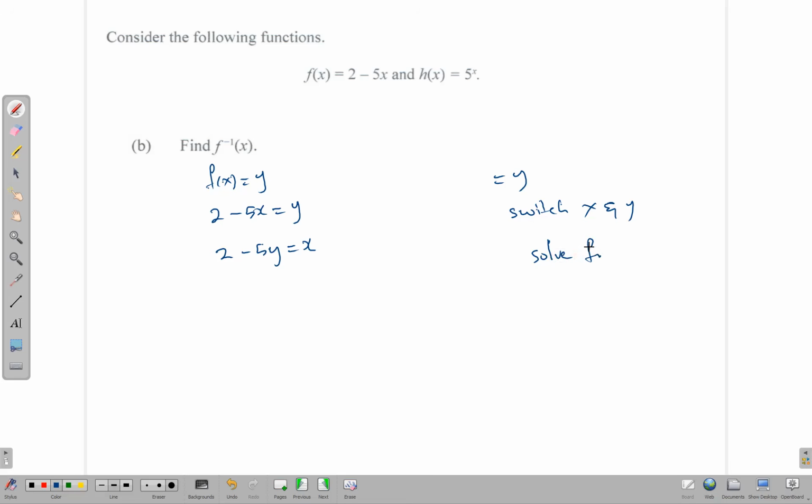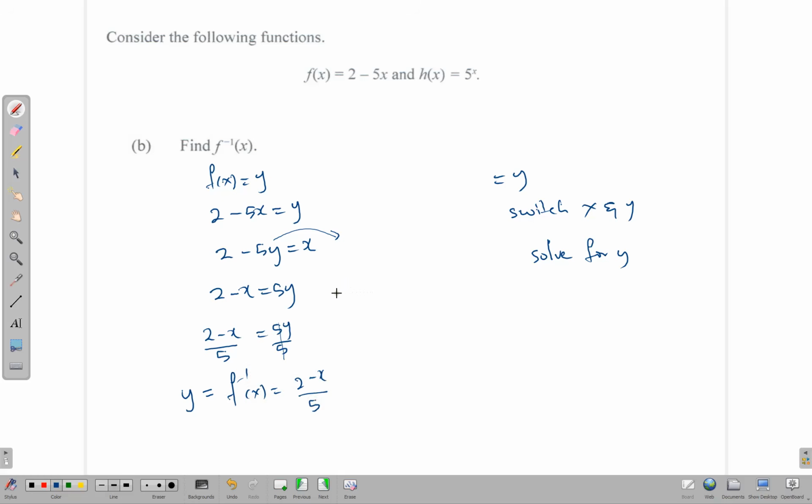Solve for y, so we're going to solve this simple equation here for y. We can do that by rearranging the equation, having the 5y on that side, having the x on this side. So we can say 2 minus x is equal to 5y, and then having done that we can divide both sides by 5. So 2 minus x over 5 is equal to 5y over 5. And that tells us, from that division there, that y, which is the inverse function that we need, is equal to 2 minus x over 5.